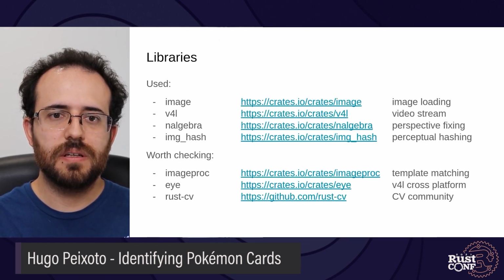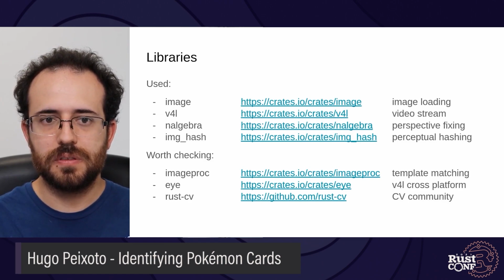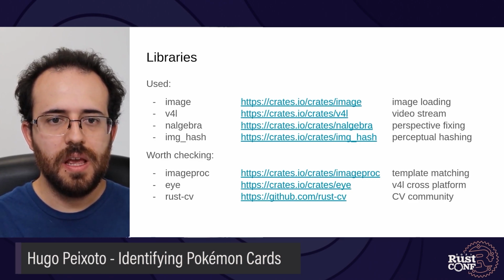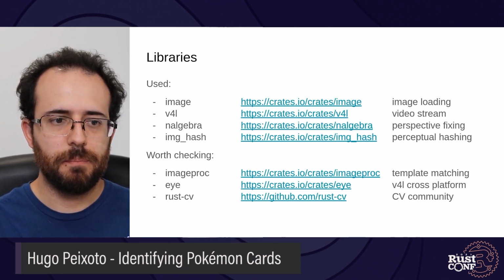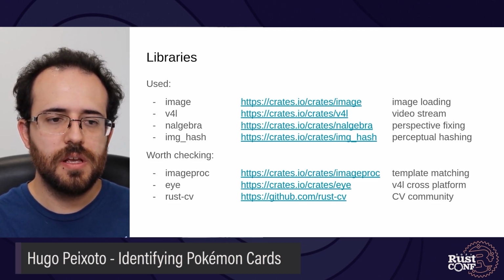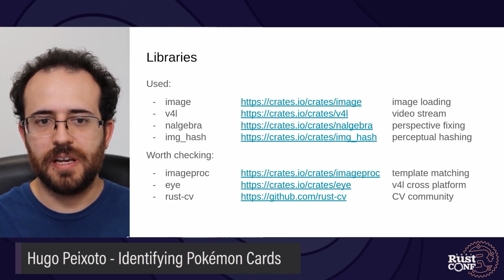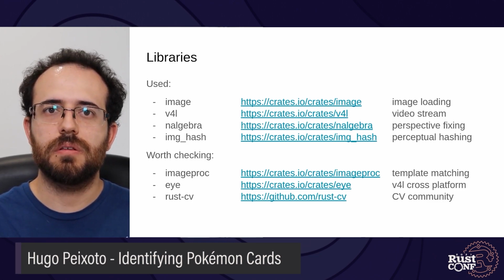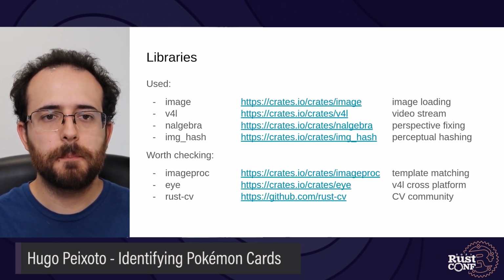Now, to finalize, here are some of the libraries that I used, and some that I think are worth checking out. The last one, RustCV, is an organization with many computer vision algorithms. So if you're interested in the area, I think it's worth checking out. They also have some basic tutorials going through some of them.